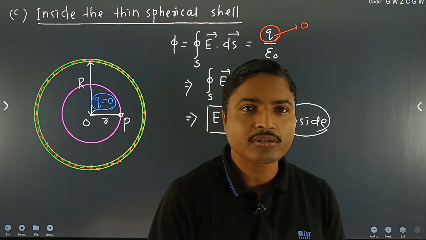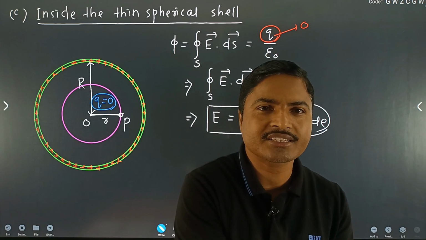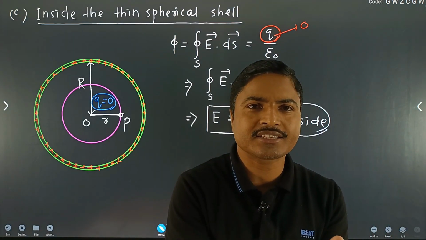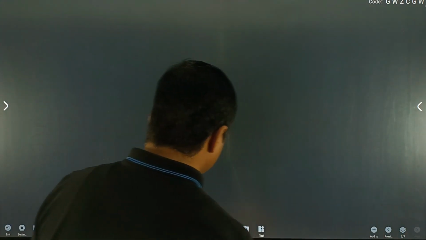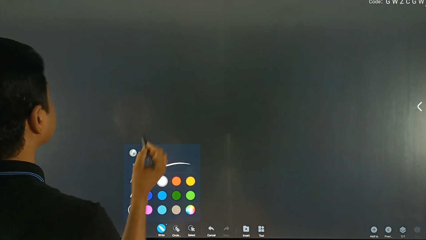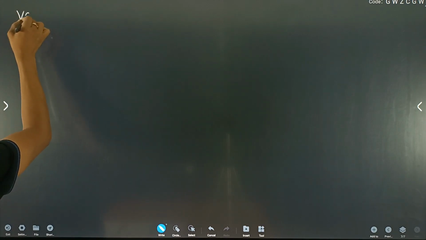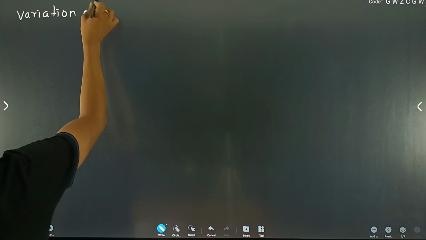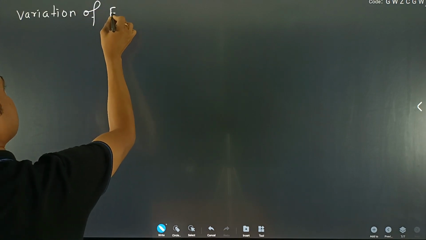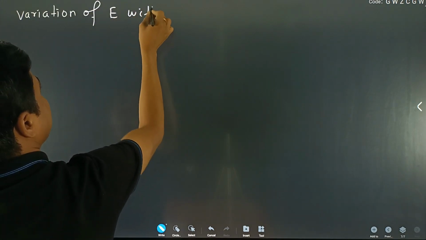And this is all about outside the thin spherical shell, on the thin spherical shell, and inside the thin spherical shell. Now we will draw a graph, that is the variation of electric field with r.